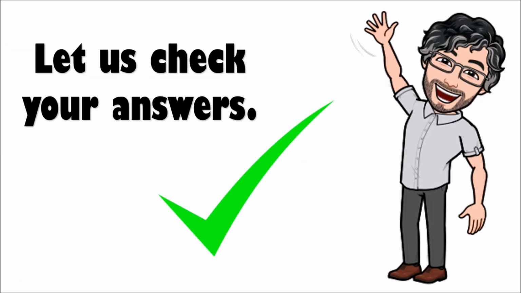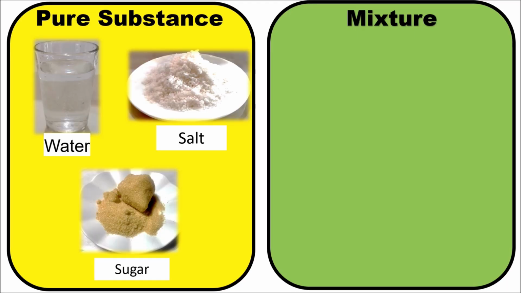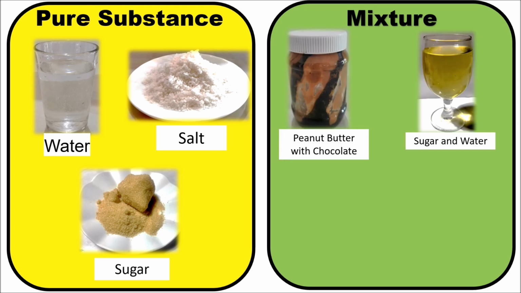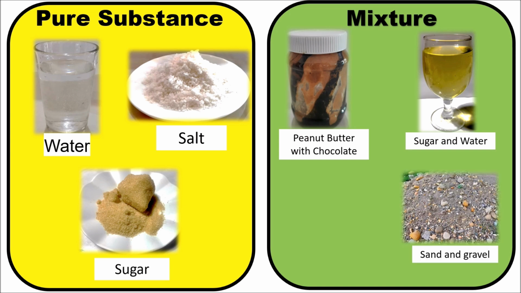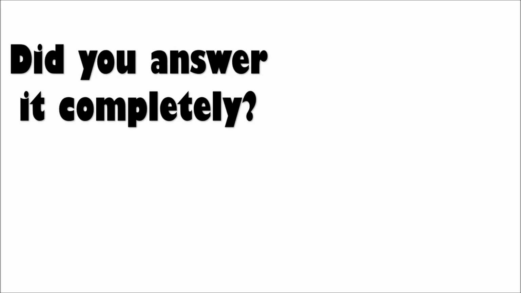Let us check your answers. For pure substance, we have water, salt, and sugar. For our mixture, we have peanut butter with chocolate, sugar and water, sand and gravel, and rice grains and cereals. Did you answer it completely? Awesome!